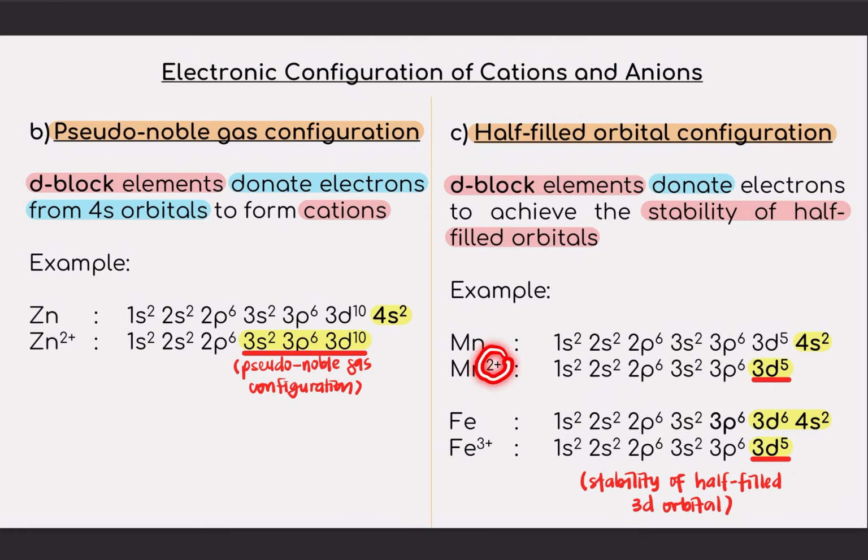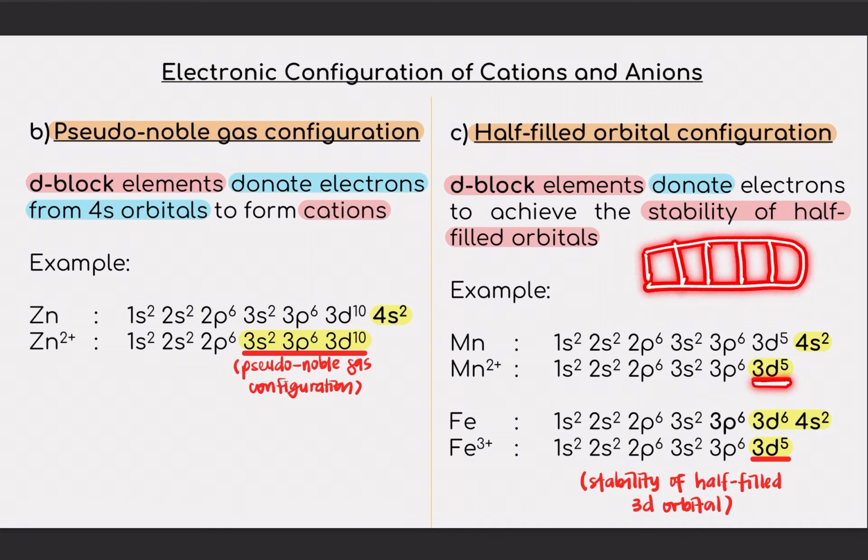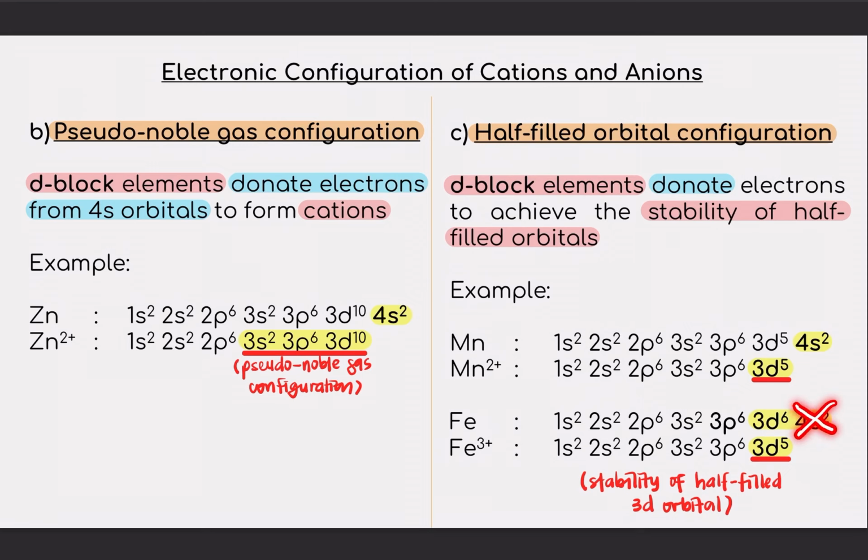So for manganese, it forms Mn2+, removing these 4s electrons, and they are left with 5 electrons in the 3d orbital. So their 3d orbital is now half-filled. Half-filled, ada 5 je elektron. This half-filled stability also applies to iron that forms Fe3+. They remove 2 electrons from the 4s orbital and 1 from the 3d orbital, so they are left with 3d5. So this is the stability of half-filled 3d orbital.